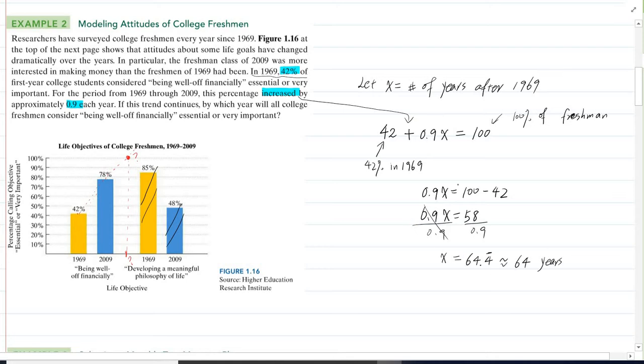So if we look at this question, in the end we want to ask which year. So what we're going to do is use 1969, after 64 years. After 64 years, you add this and that will give you the year 2033. So basically by the year 2033, all freshmen are considered well off financially. So that is how you solve this type of question. You just have to break it down and get rid of all the extra stuff, the words, and then you just read the important numbers and the words around them.